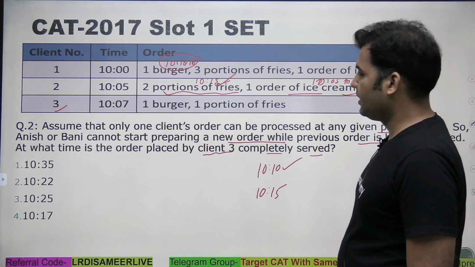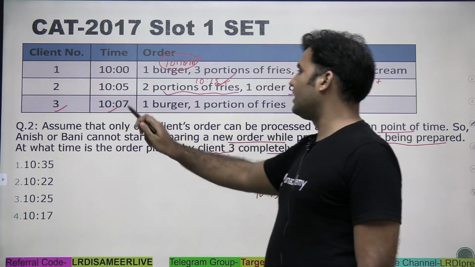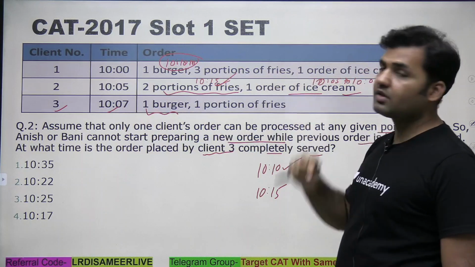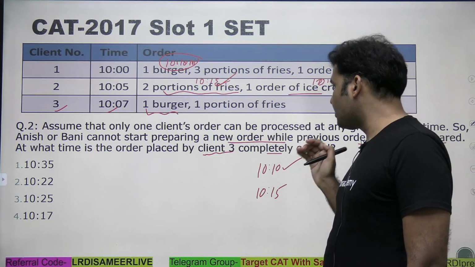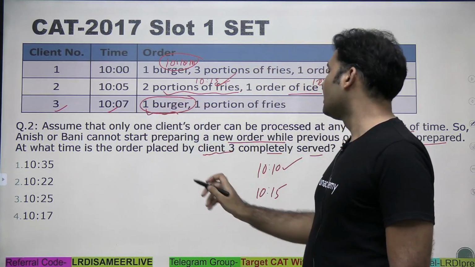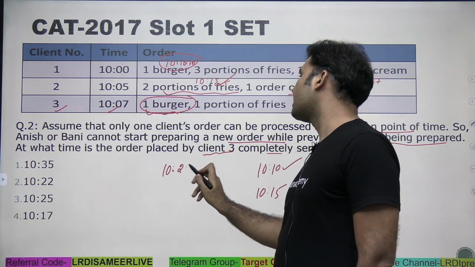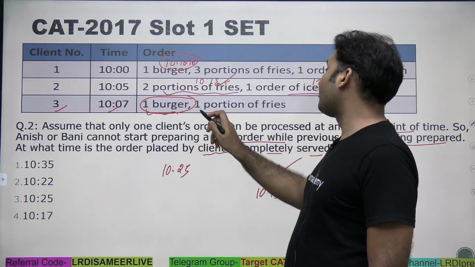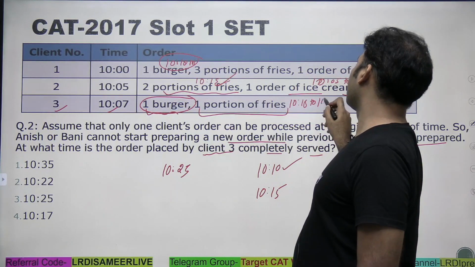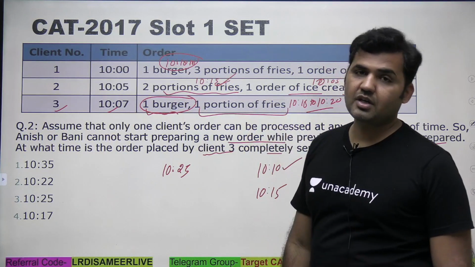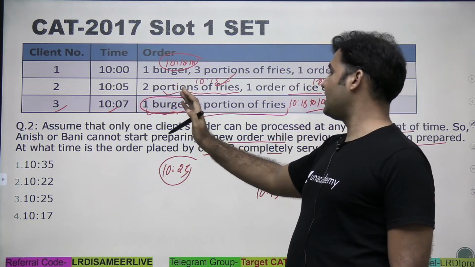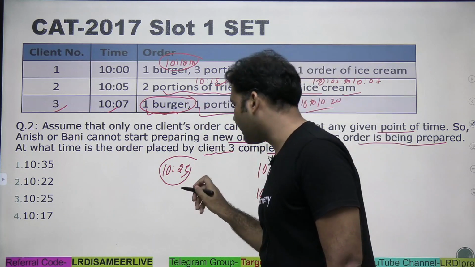Now you see that to serve the third order you need to make 1 burger. By 10:15 you will free yourself from order number 2. So let's say Anish started making the burger at 10:15. By 10:25 the burger of order number 3 will be ready, and 1 portion of fries can also be ready from 10:15 to 10:20, because that will be the work done by the machine. Nobody is required. So by 10:25 the burger will be made, and the complete order will be served by 10:25.